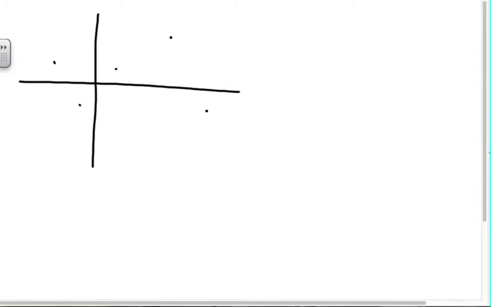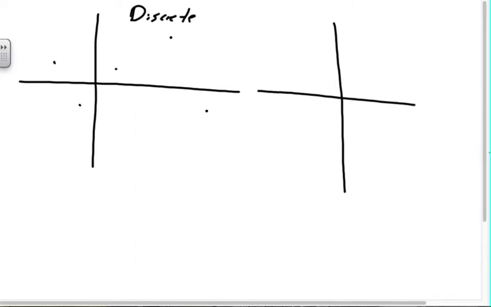Okay, so we look at graphs. Discrete functions are going to look like this. They're just separate points. So this would be discrete. Continuous functions are going to look like this.